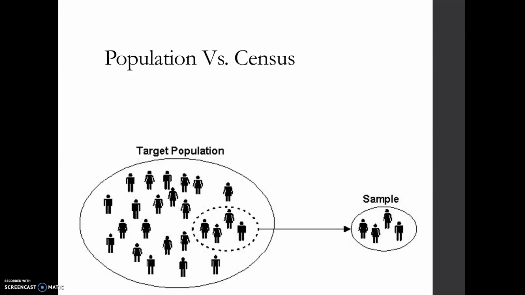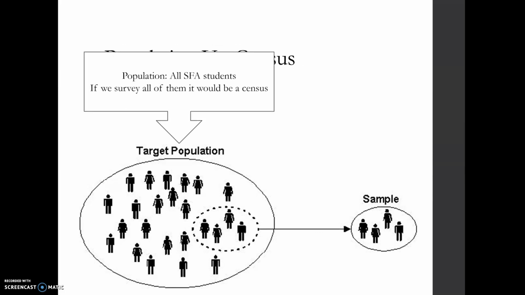I have a graph here to show you the difference between population and the census. If you say my population is all SFA students, then you have to ask all of them your research questions or the specific questions you want them to answer. That will be a census. If you pick some of them and ask them the questions, then you are using a sampling method.